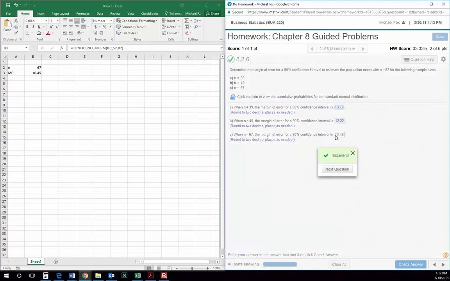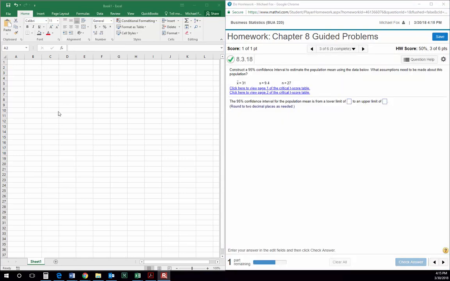I think a key takeaway of this problem is that as your sample size increases, your margin of error decreases. In other words, you're going to have more certainty about the range that your number is going to fall in. That range will be narrower as you increase your sample size. And that does it for question 2.